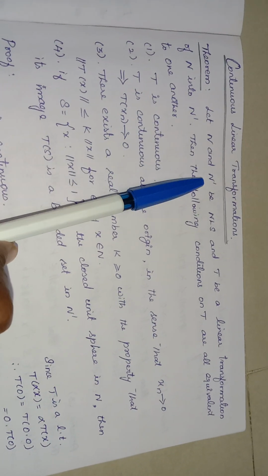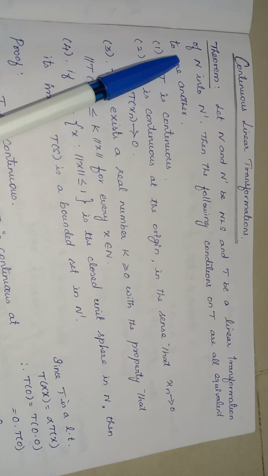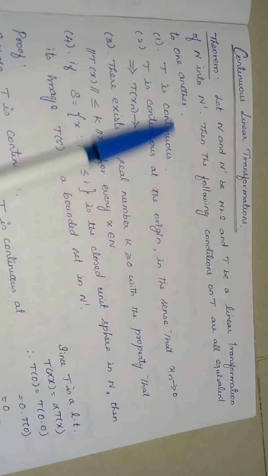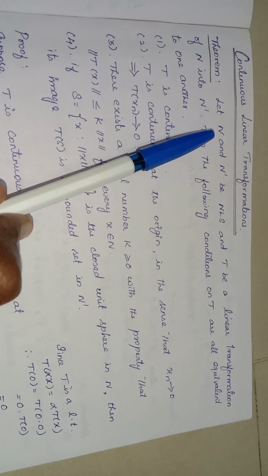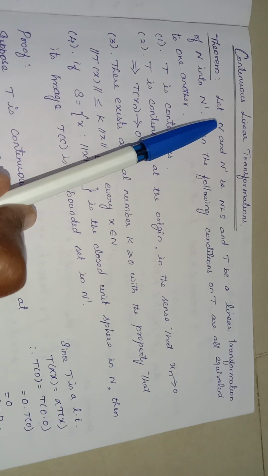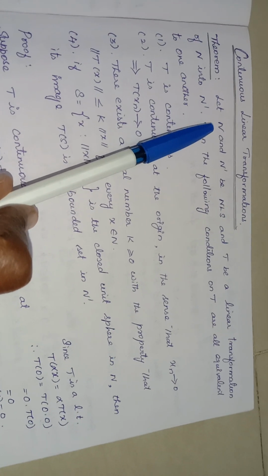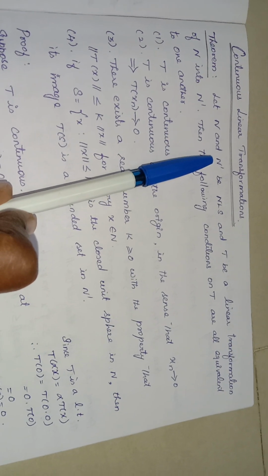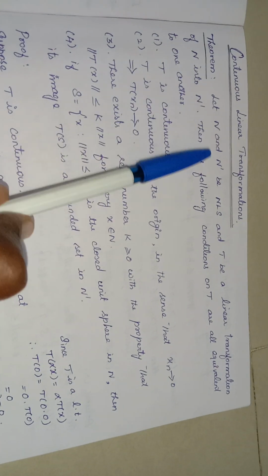Let N and N' be normed linear spaces and T be a linear transformation from N into N'. Then the following conditions are equivalent to one another. Already we have seen what is meant by a normed linear space. A normed linear space is a linear space in which we define a norm which satisfies certain conditions. So here we are taking two normed linear spaces N and N', and we are defining one linear transformation from N into N'.